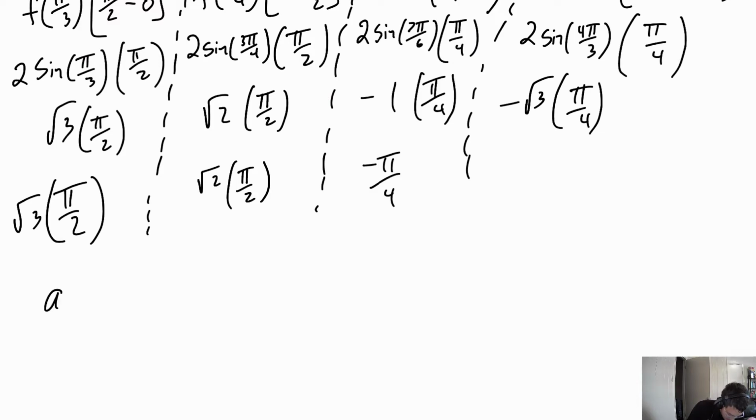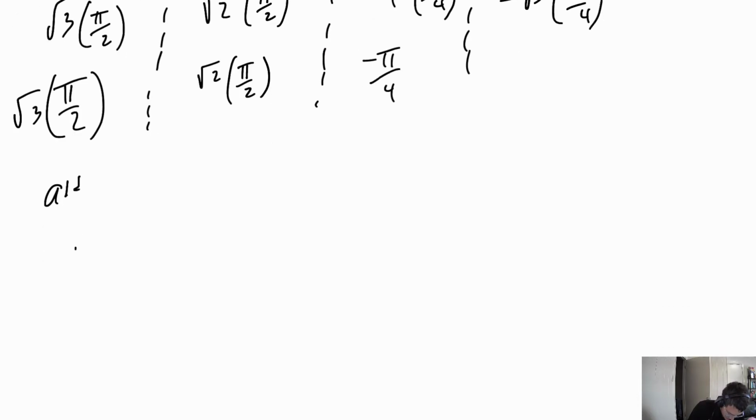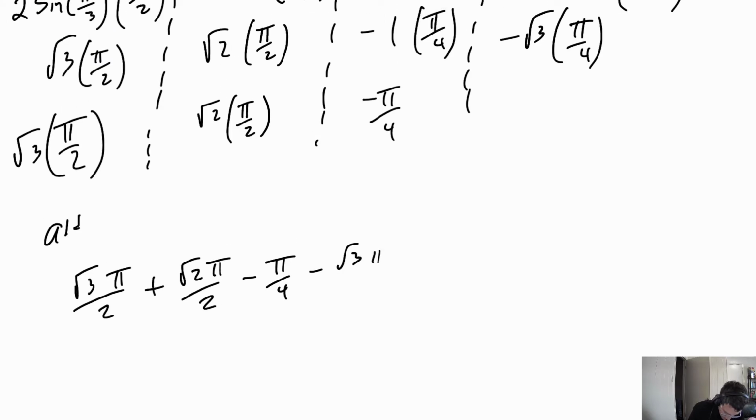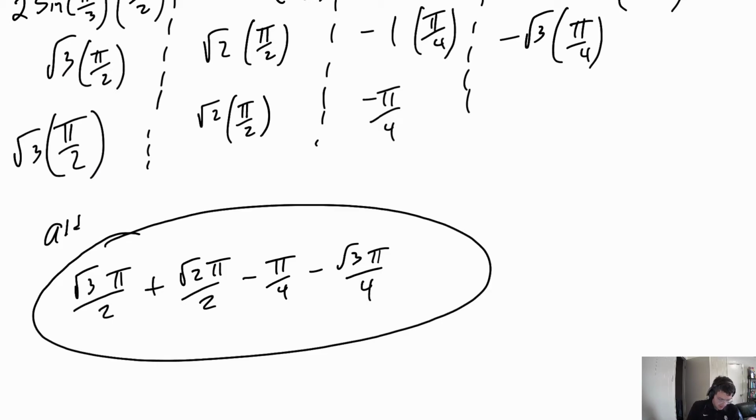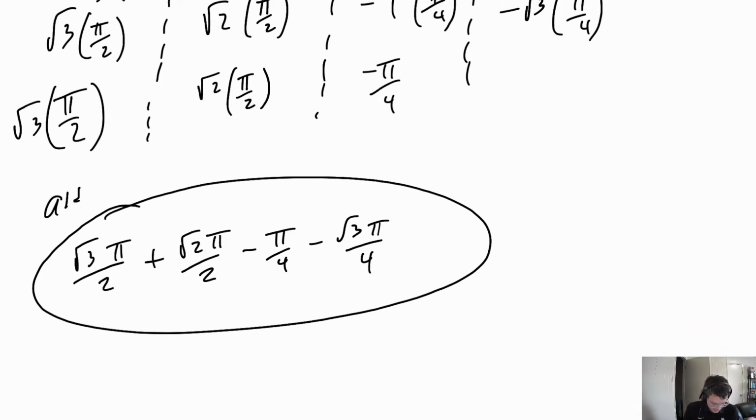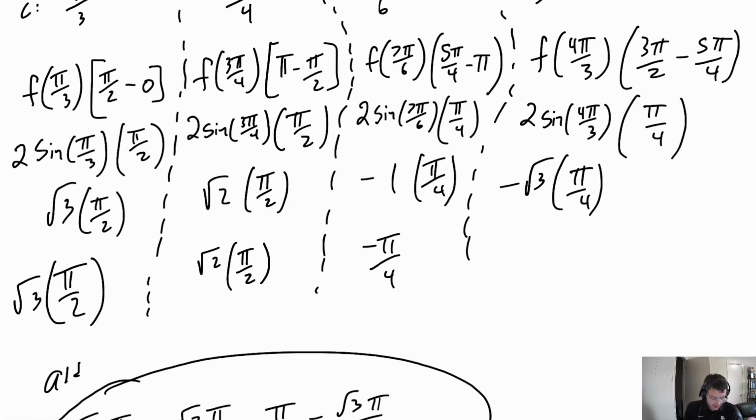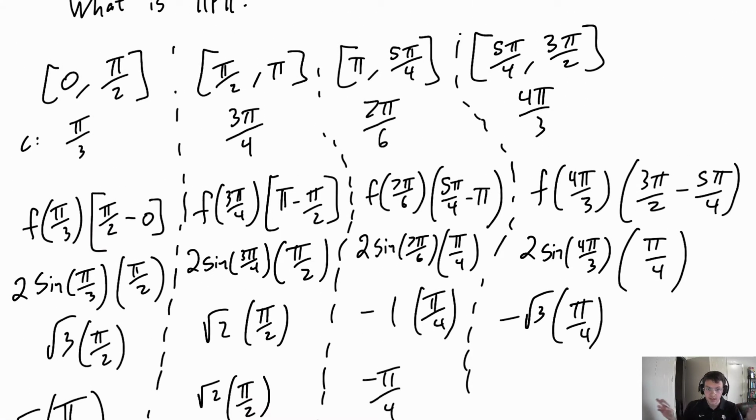So we can just add root 3 pi over 2 plus root 2 pi over 2 minus pi over 4 minus root 3 pi over 4. And I'm happy if we just leave it like this. We could get a common denominator, but for now we can just leave it like this. Okay, that is how Riemann sums work. We're given a partition, we're given sample points, we just build some rectangles, and we calculate their area.